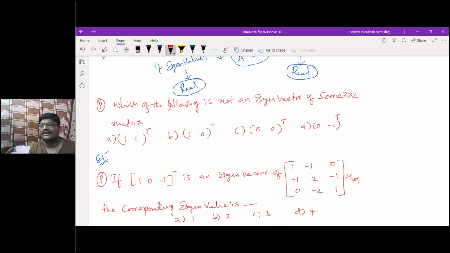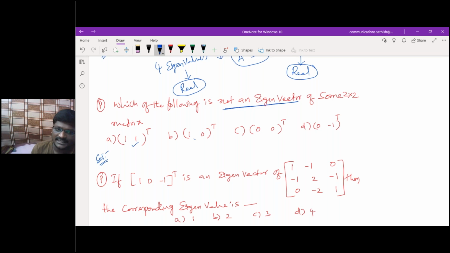Sir, the eigenvector is 0? That is not a non-zero vector. A non-zero vector, I told you that. Here they asked you which is not an eigenvector. So this is an eigenvector, this is an eigenvector, this is an eigenvector. Then this is what? Zero vector, na? The eigenvector cannot be 0. So hence option C is the right answer.